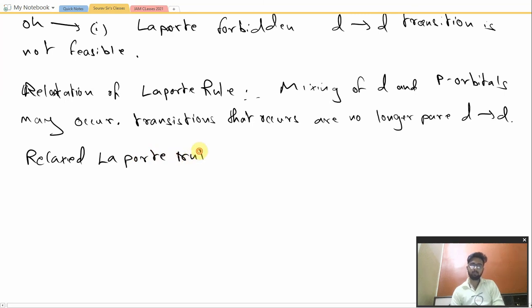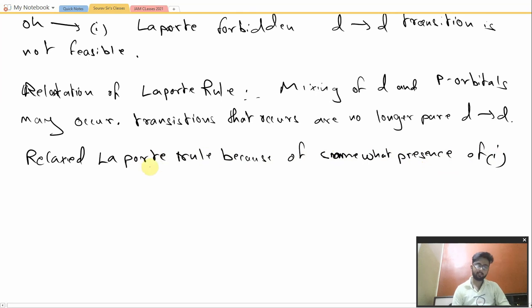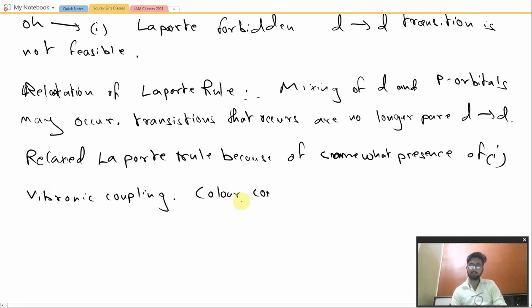The Laporte rule is relaxed because of the somewhat presence of i. The centrosymmetric environment is somewhat achieved in the octahedral complex, and therefore this kind of relaxation occurs. This is known as vibronic coupling. The name of this relaxation is vibronic coupling, and this causes color in compounds which are Laporte forbidden.